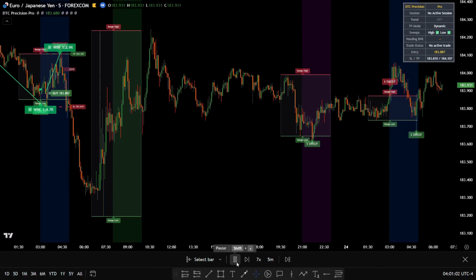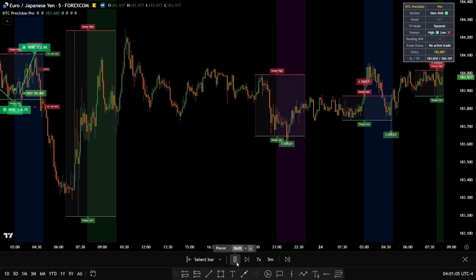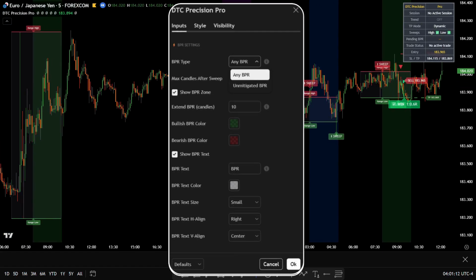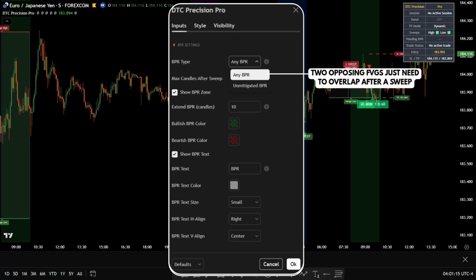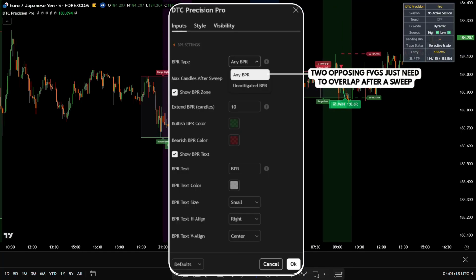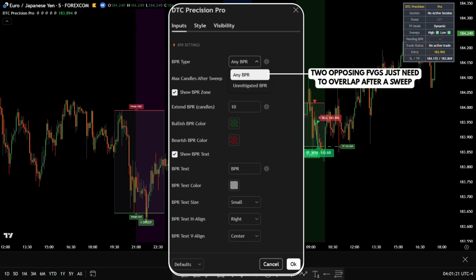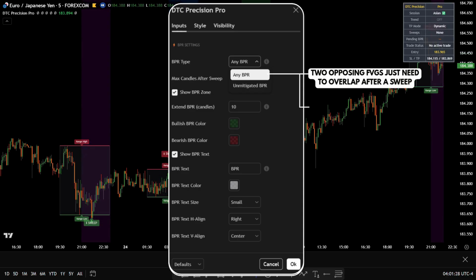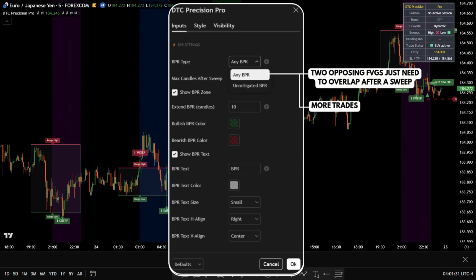BPR settings. This is the core of the indicator. First, BPR type. You've got 2 options. Any BPR means the 2 opposing FVGs just need to overlap after a sweep. The indicator doesn't care whether the first FVG was touched by price before the second one formed. This gives you more trades because the conditions are looser.